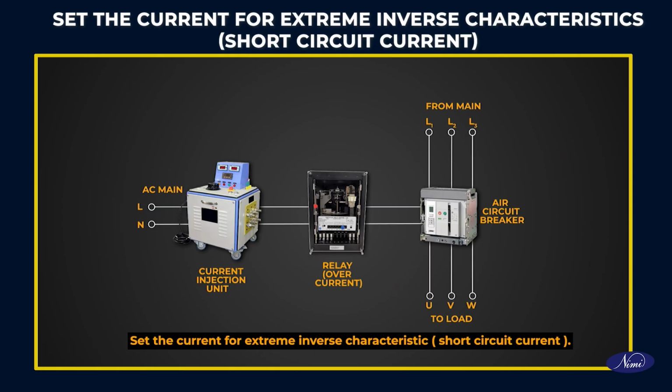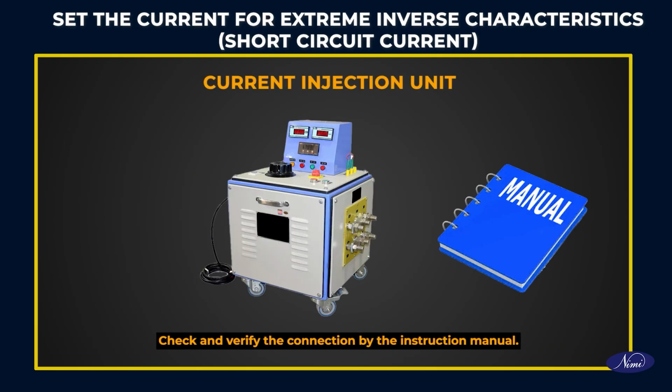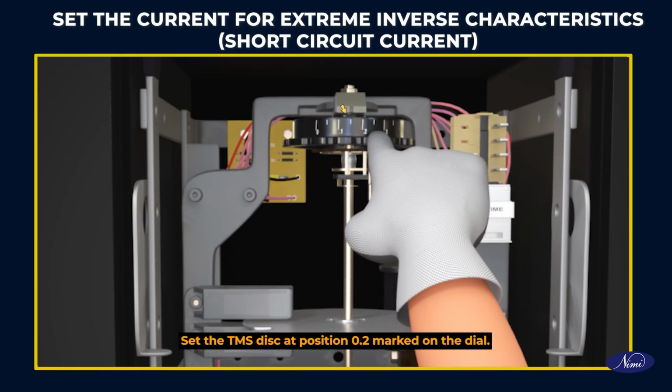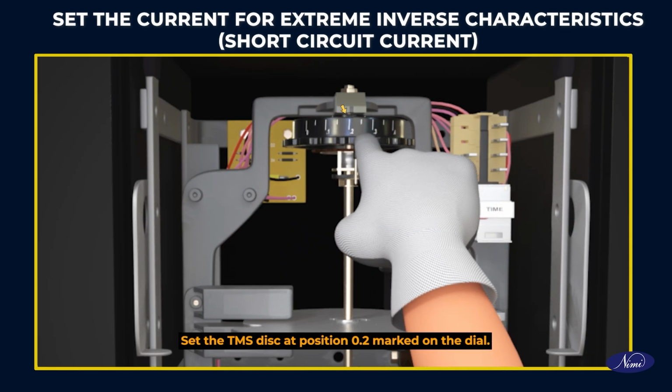Set the current for extreme inverse characteristics or short circuit current. Make a circuit by using relay, circuit breaker and current injection unit. Check and verify the connection by the instruction manual. Adjust the tap setting current and set at 1 ampere. Set the TMS disc at position 0.2 marked on the dial.